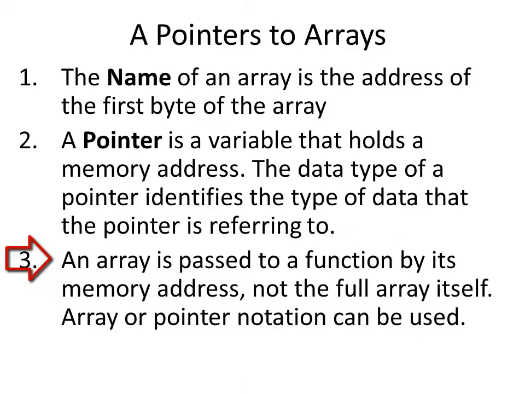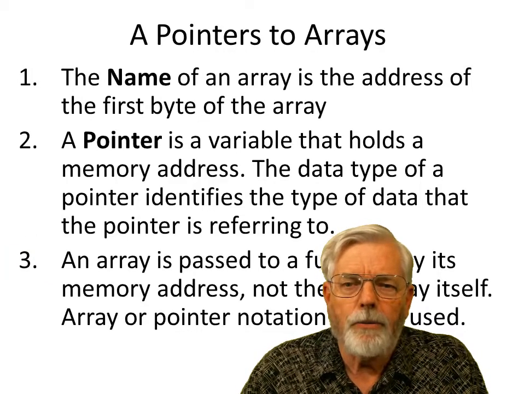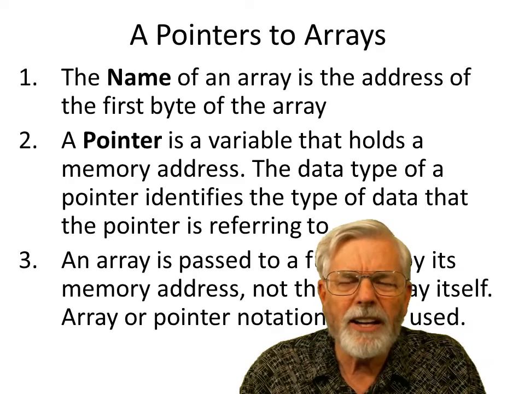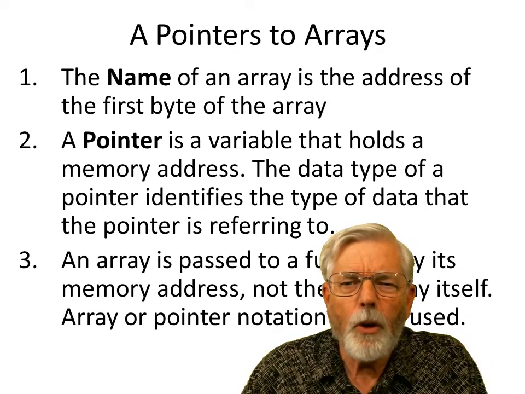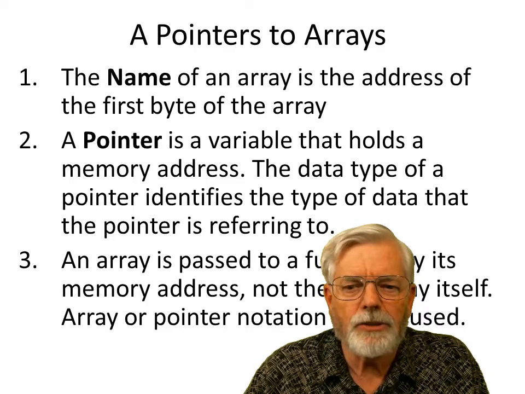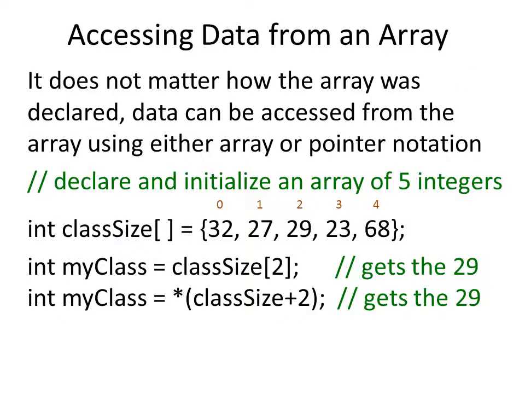An array is passed to a function by its memory address, not by the full array. If we tried to pass the full array to a function, that would be an awful lot of data to send from one spot to another, because we never really know exactly how big the array is. So we just pass the address of the array. When accessing data from an array, I can use either the array notation or pointer notation. Both work equally as well.